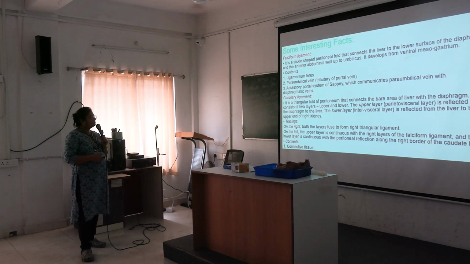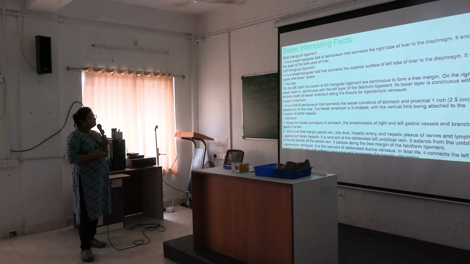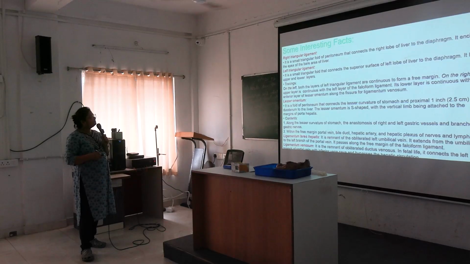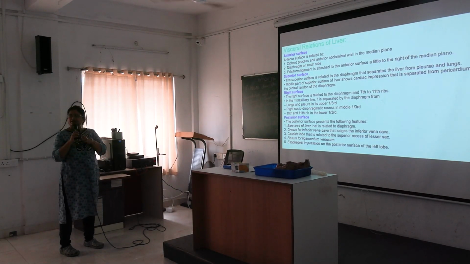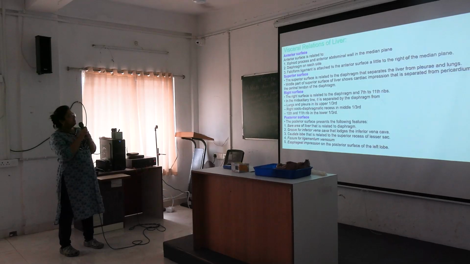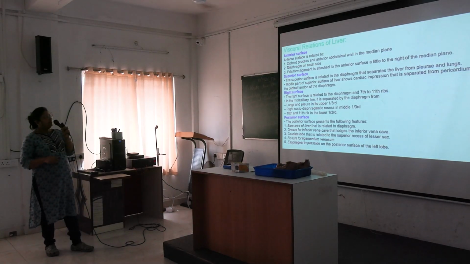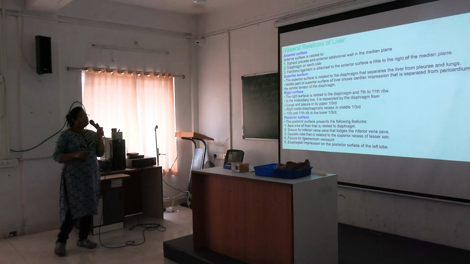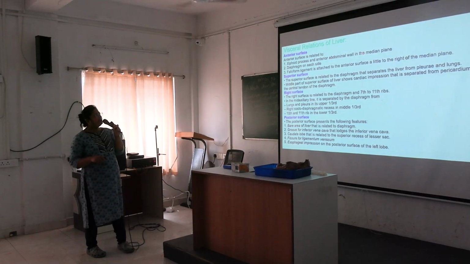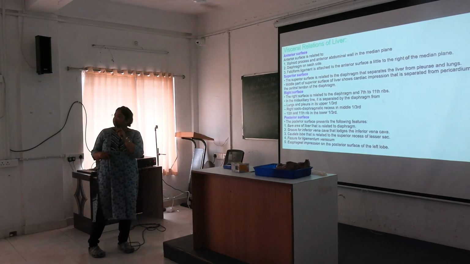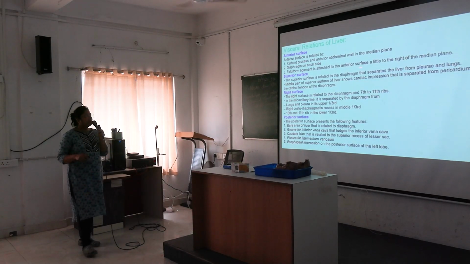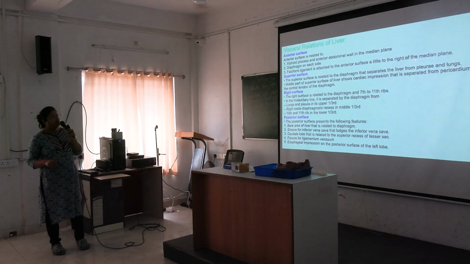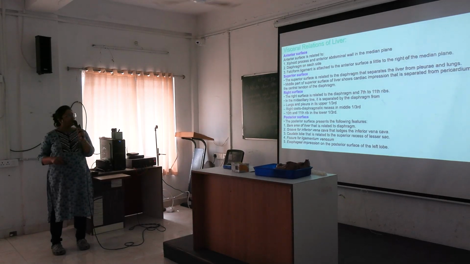Okay. So you have seen this picture. This ligament you can read in details. Okay, so these are the visceral relations of the liver. Okay, anterior surface. Anterior surface is related to xiphoid process and anterior abdominal wall in the median plane. Diaphragm on each side. Falciform ligament is attached on the anterior surface a little to the right of median plane.